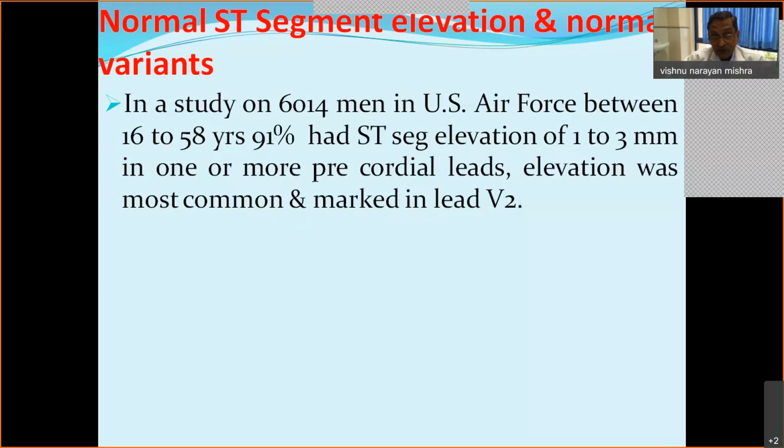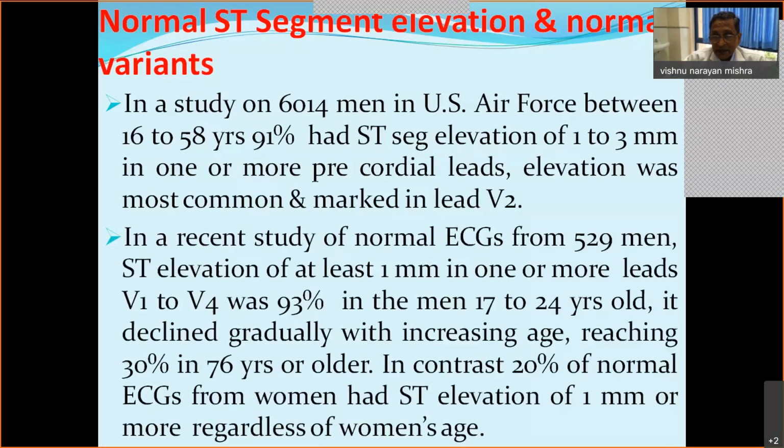So this is a surprise for many of you. In a recent study of a similar kind, done on more than 500 men, ST elevation of at least 1 millimeter in one or more of leads V1 to V4 was seen in 93% of men who were 17 to 24 years old.